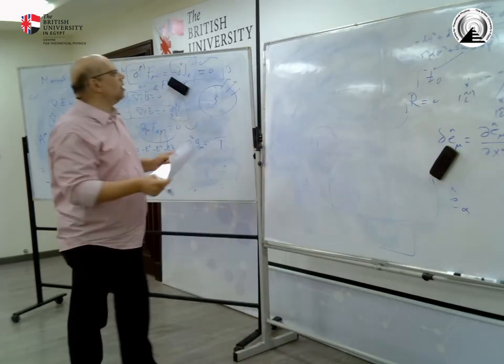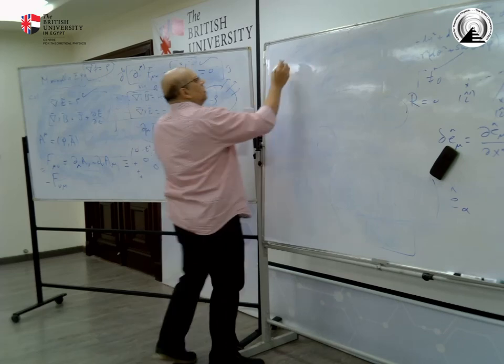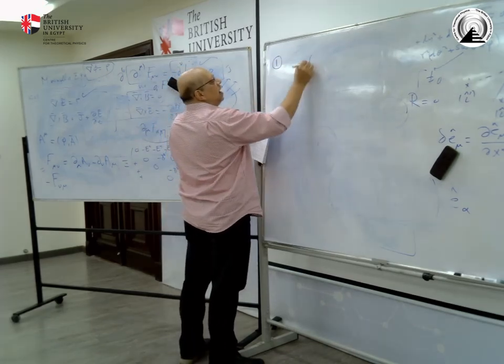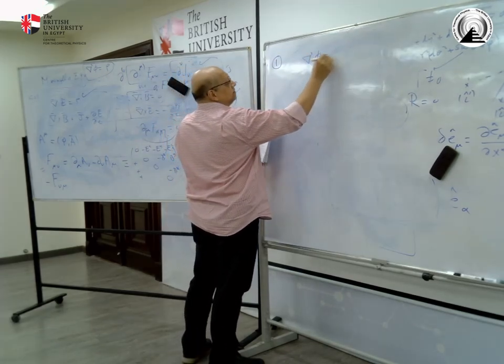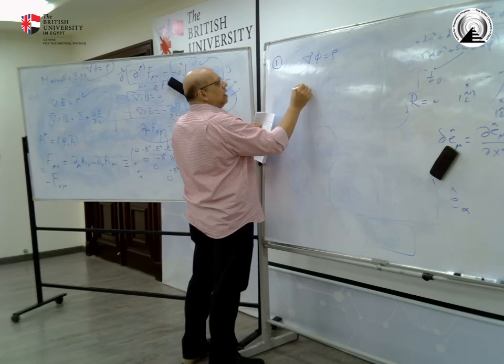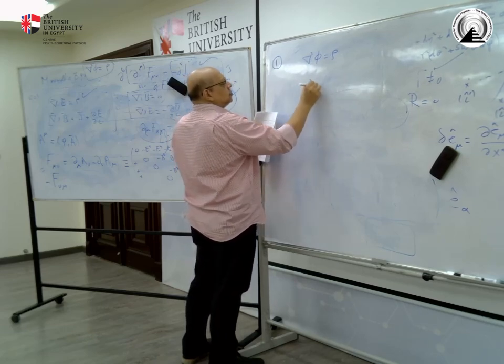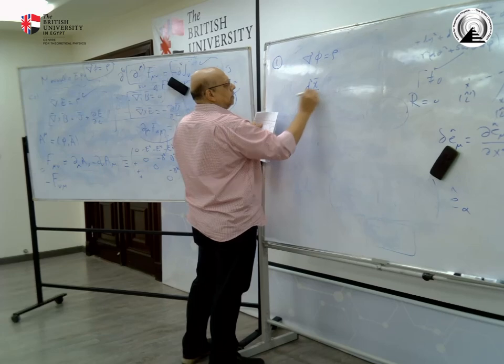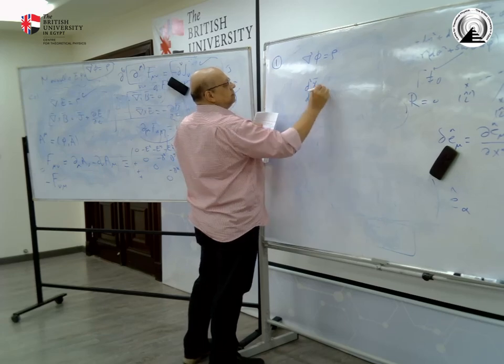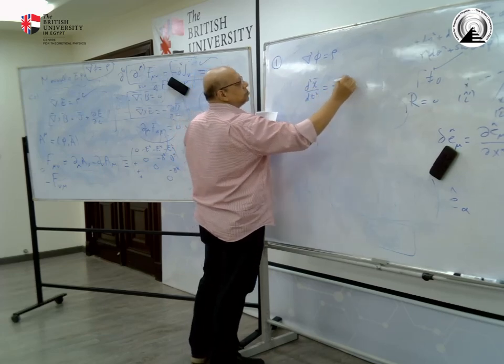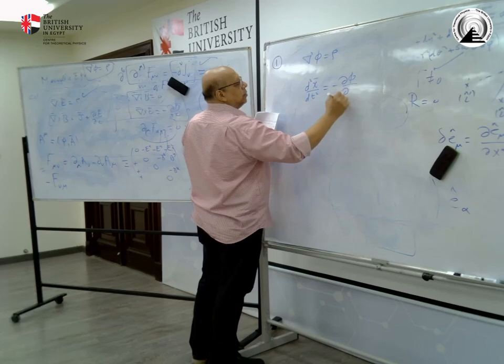And let's go back to our classical gravity. So in our classical gravity, we have basically two equations. And the other equation is actually d squared x by dt squared is equal to minus partial phi by partial x.